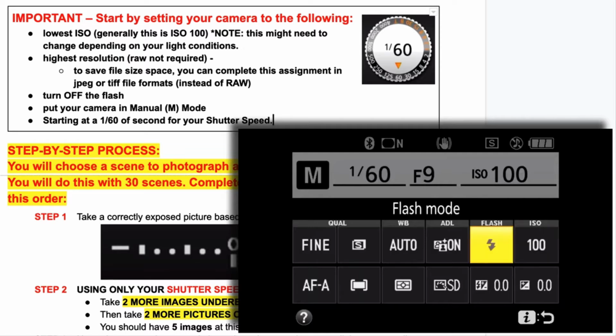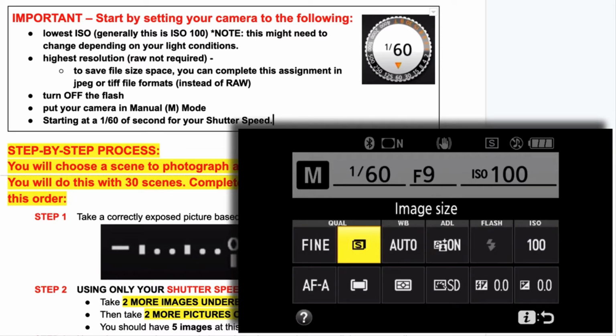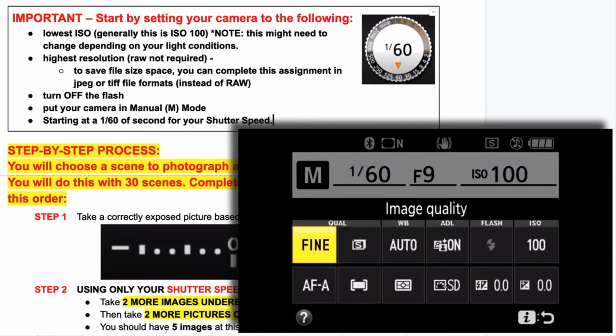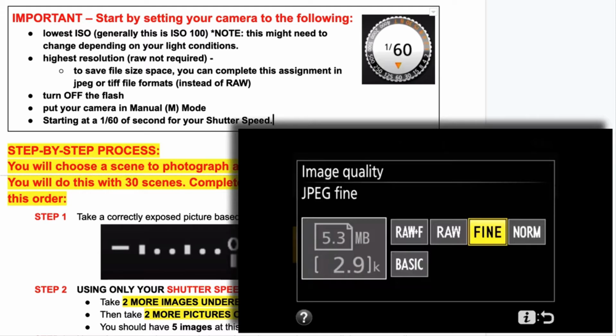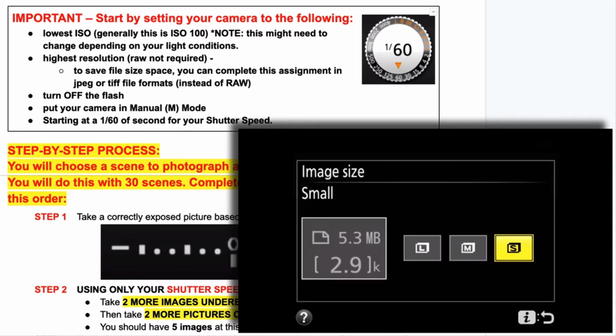Your highest resolution for your image or file size, I want you to save space here. So we're not shooting RAW yet. We will later in the semester, but I want you to choose a JPEG. Now you can choose fine or whatever the kind of smaller JPEG sizes you want. I'm going to choose fine and a small file size of that. That's just going to make a smaller, more manageable, more portable file for us.